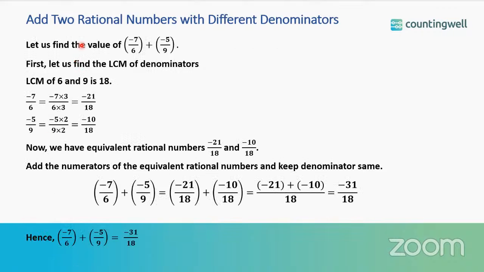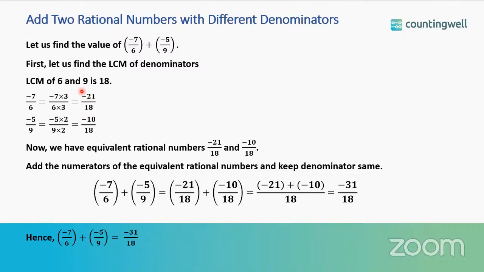Let us see one example here. Suppose we have to find the value of minus 7 by 6 plus minus 5 by 9. First, let us find the LCM. So what is the LCM of 6 and 9? It is 18. LCM stands for the least common multiple.